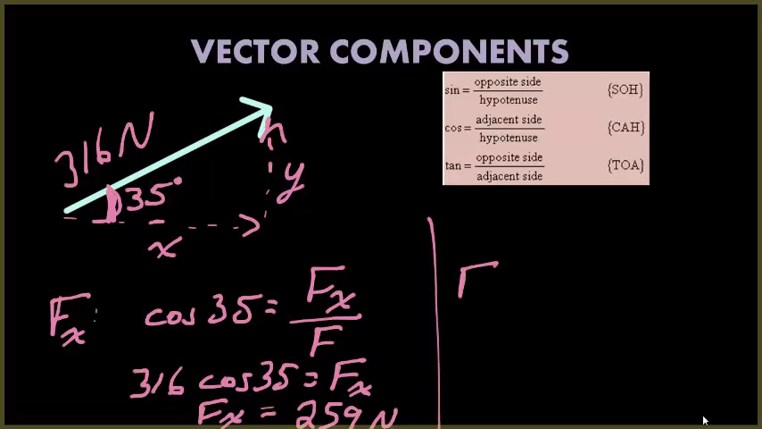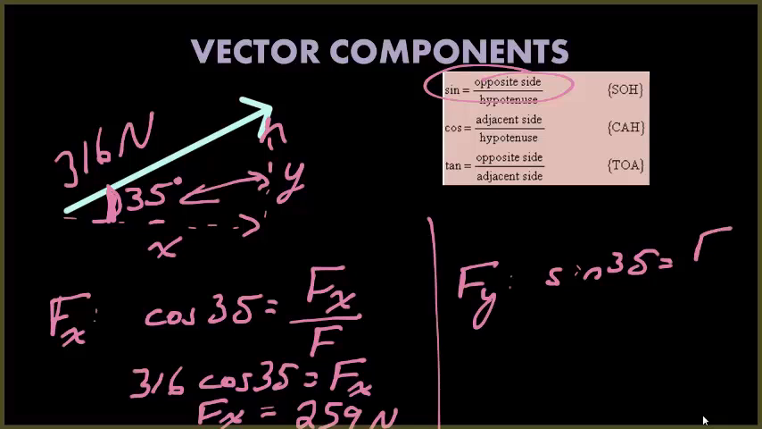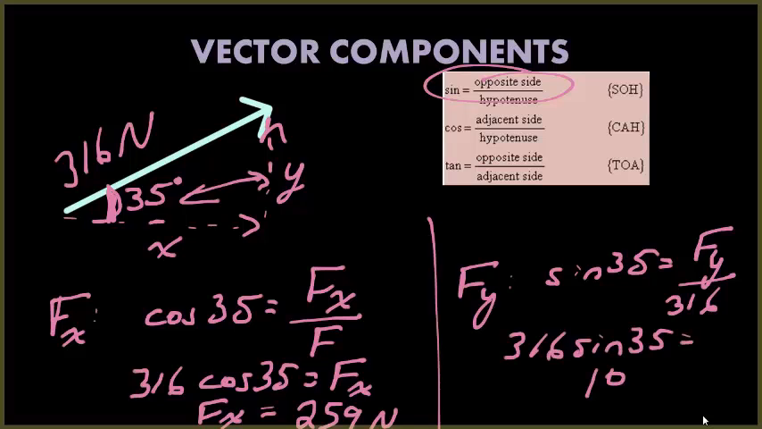Doing the same thing for my y component, this time my y component is opposite that angle, so I'm going to use my sine function. So sine of 35 is my opposite side over my hypotenuse. Type that in your calculator, you get 181 newtons of force.